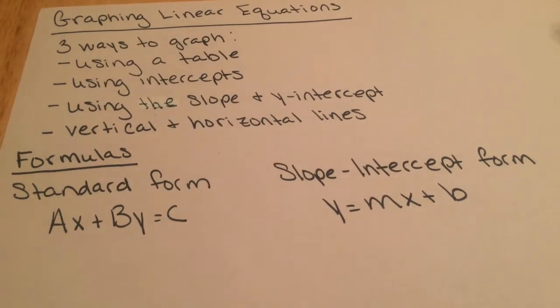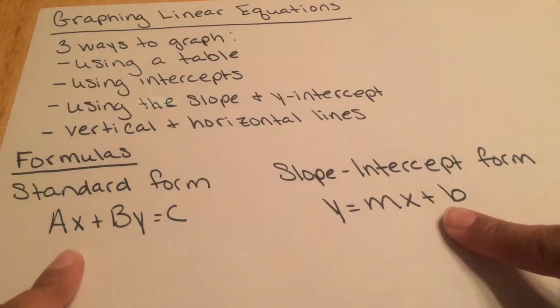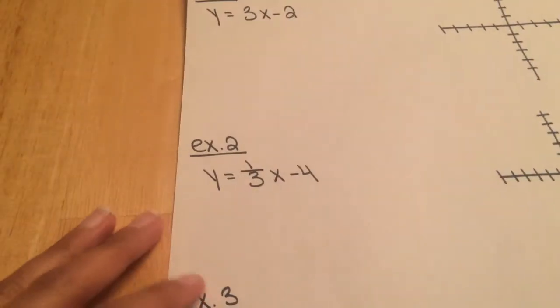Today, we're going to be using both forms of linear equations, the standard form, ax plus by equals c, and our favorite slope-intercept form, y equals mx plus b. So let's get started. The first way we're going to learn to graph is by using a table.